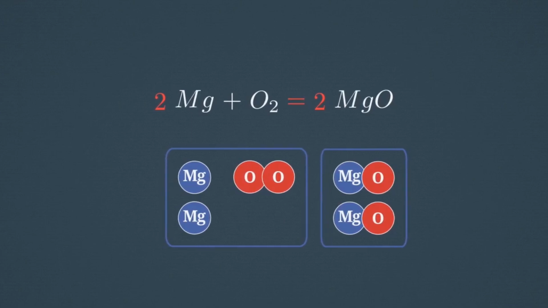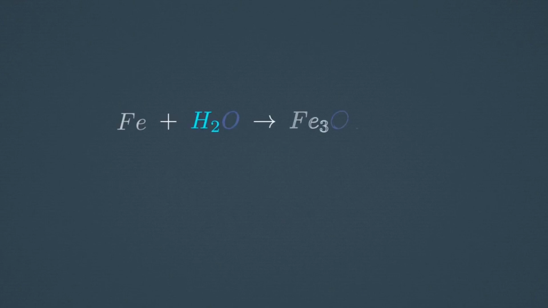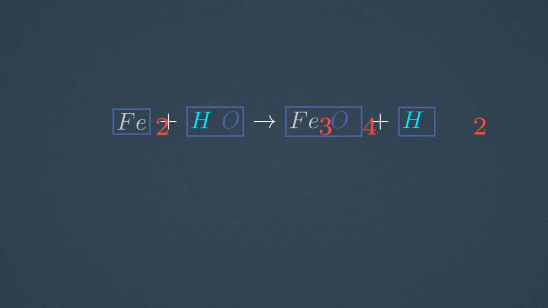be considered valid. Let's apply this to a complex exam classic: iron reacting with steam to form magnetic iron oxide and hydrogen gas. Here is our unbalanced equation. Fe plus H2O yields Fe3O4 plus H2.